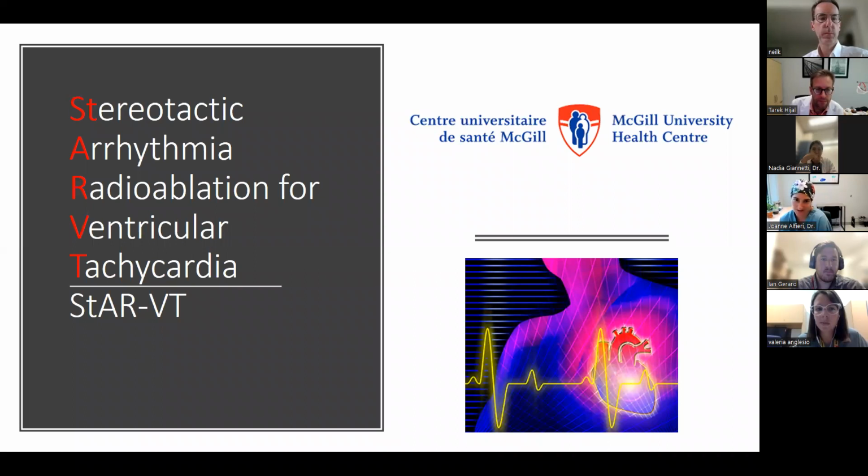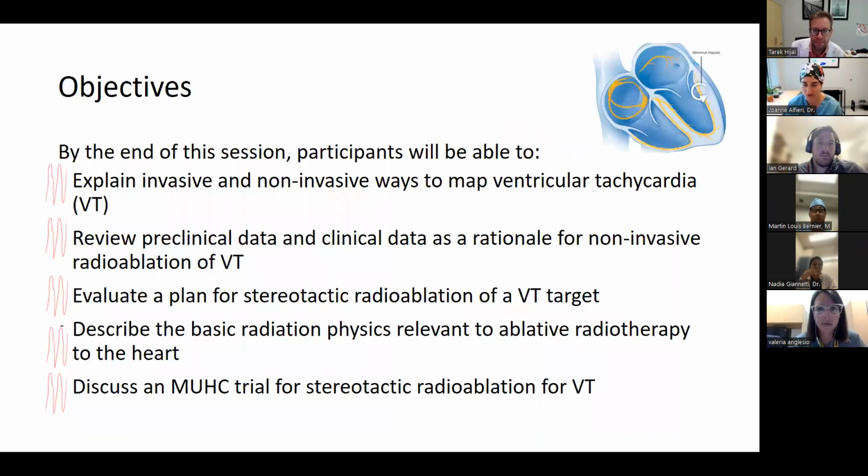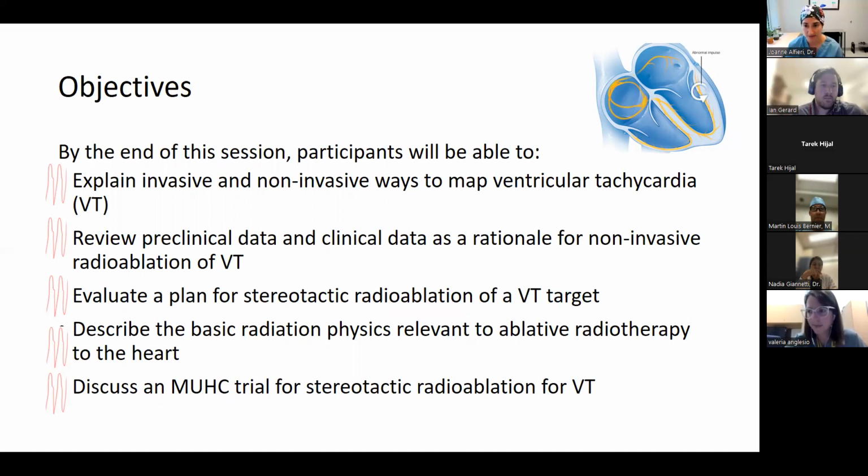Thank you, Dr. Hijal. As Dr. Hijal said, we're talking about stereotactic arrhythmia radioablation for ventricular tachycardia, which we'll be referring to as VT. And I thought I would go over the objectives before introducing the team. So the objectives for this session is to explain invasive and non-invasive ways to map ventricular tachycardia, review the data as the rationale for radioablation of VT, evaluate a plan for this type of treatment, describe the basic radiation physics relevant to ablative radiotherapy to the heart, and then discuss an MUHC trial for such patients.